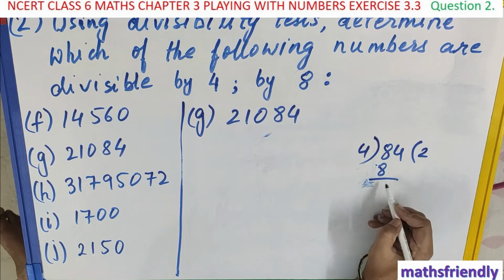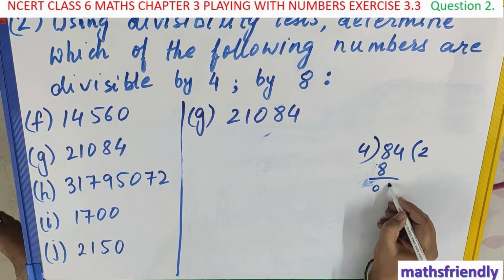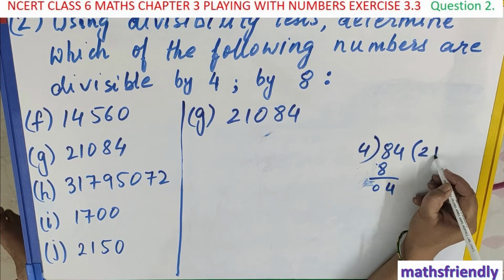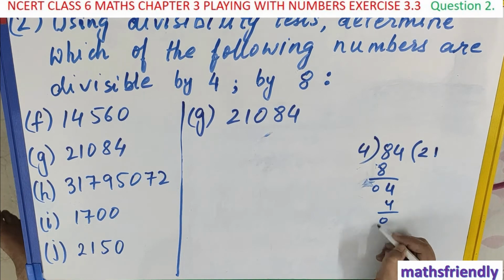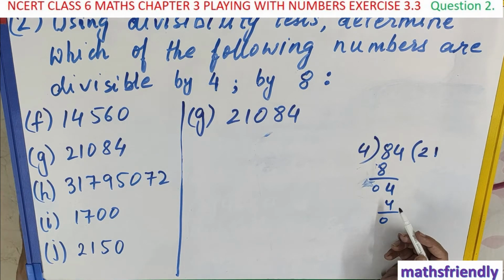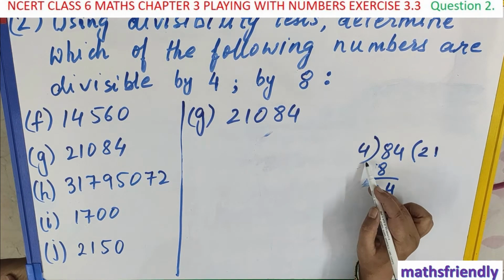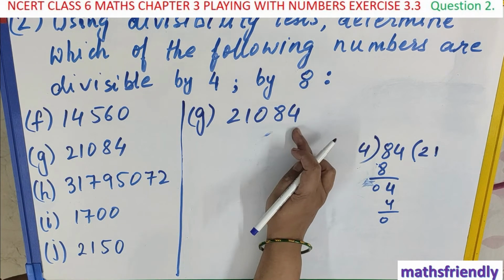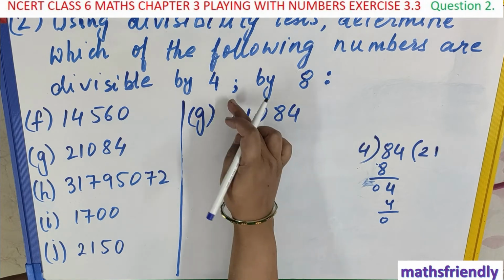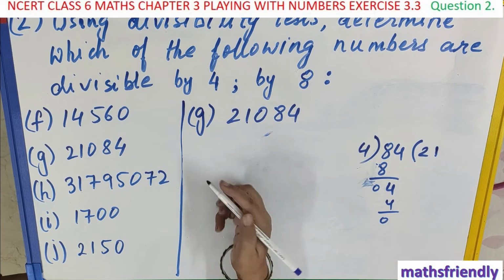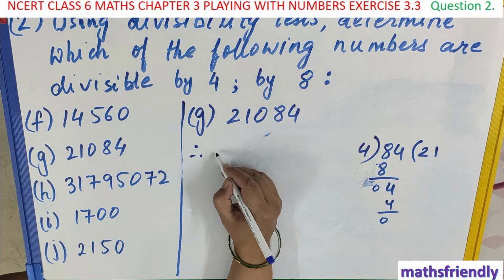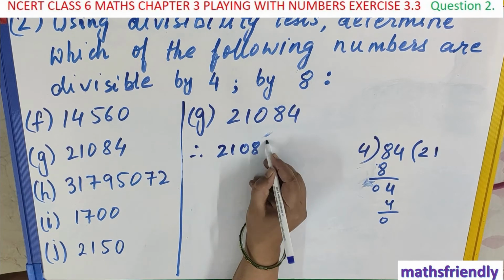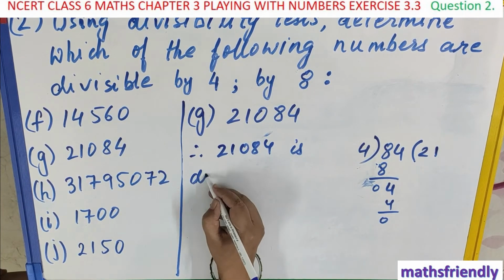4 twos are 8, the remainder is 0. This 4 comes down, 4 ones are 4. So the remainder is 0. It means this number is divisible by 4 because we got the remainder 0. So the last two digits are divisible by 4. It means that the whole number is divisible by 4. We can write, therefore, 21084 is divisible by 4.